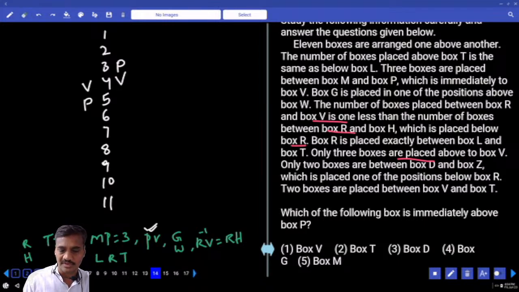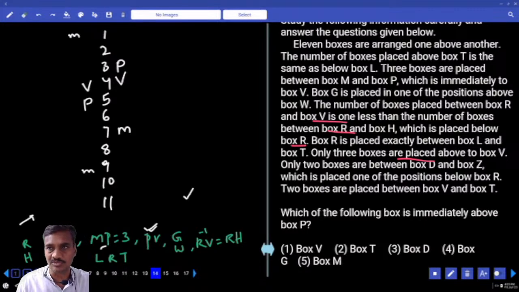The next one: between M and P there are exactly 3 boxes. 1, 2, 3, so M must be here. M can be at the first place or M can be at the ninth place. There are two possibilities in this case, and in the other case there is only one possibility. Then we need to concentrate on the single possibility first, and if it is invalid, then we take the two possibilities. That's how we need to skip possibilities in between. We are done with this one.